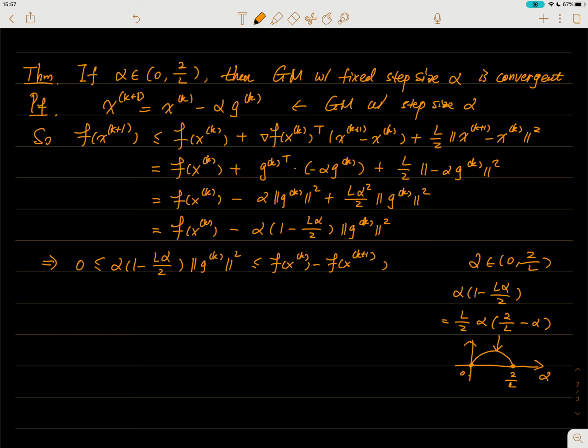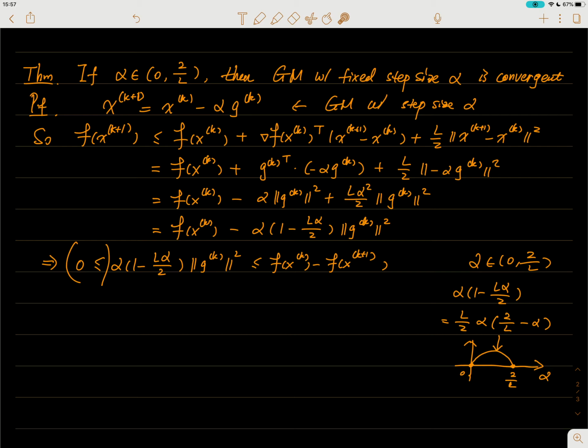Actually, it is equal to 0 if and only if gk is equal to 0. Okay, so you know this. It must be greater than or equal to 0. Now, because this is greater than or equal to 0, that means f of xk is bigger than or equal to f of xk plus 1. That means this method is decent, right? It's a decent method. The iterates we generate will continuously decrease the function value.